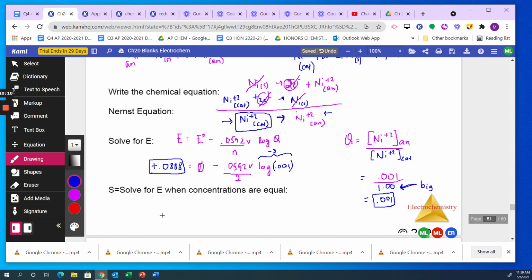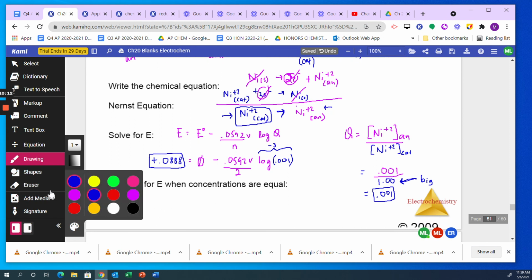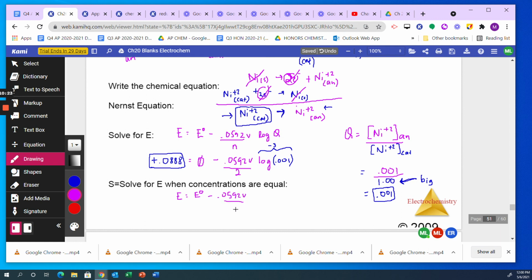Solve for E when the concentrations are equal. If the concentrations are equal, you can see the following. E is equal to E naught minus 0.0592 volts over N log of Q, right? So if they were equal, you would have 0 minus 0.0592 volts over 2 log, let's say they're both 1 molar, 1 over 1. What is the log of 1? It is 0, which means you get 0 voltage.